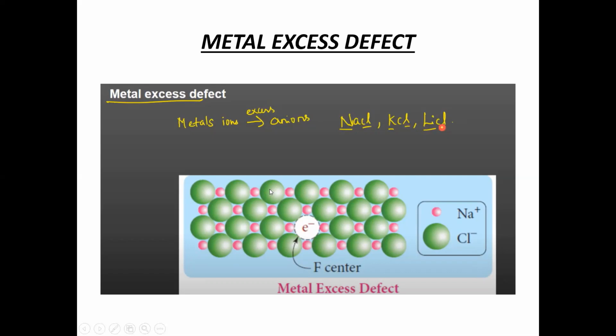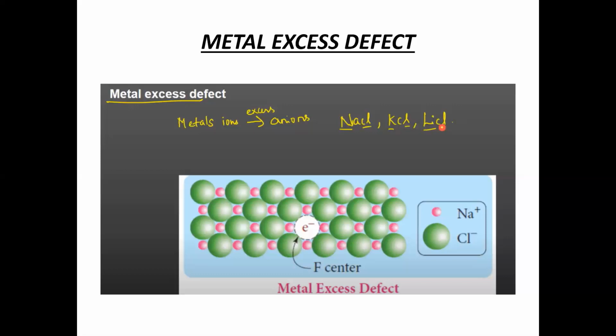See, this leaving sodium leaves an electron. That electron is deposited in the voids. That place we call the F center. F center is the Farbe center. Farbe means color, and center means center here.